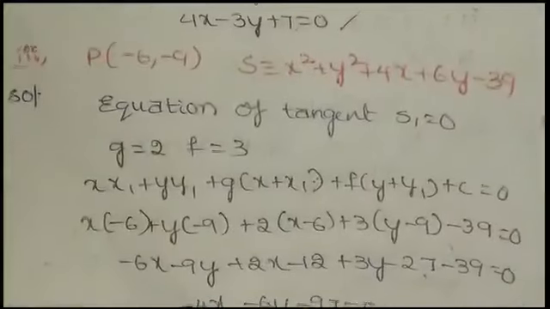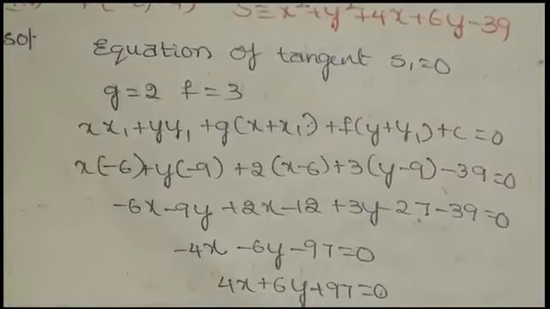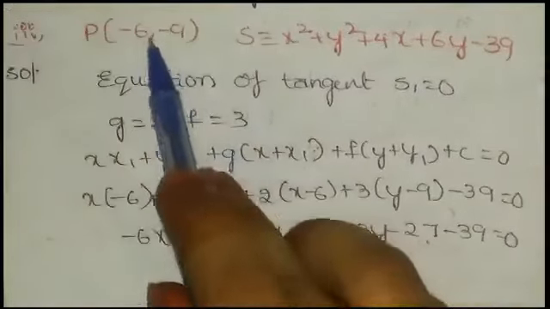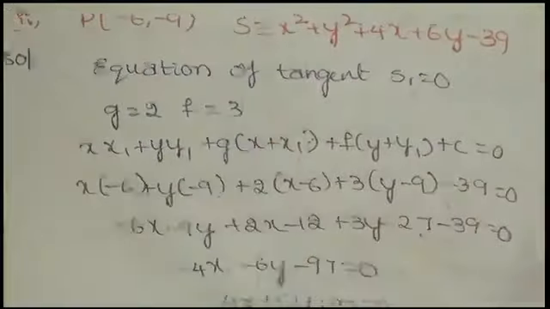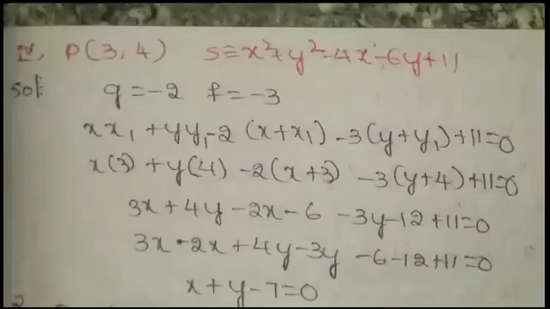And this is the third one. Same process, S1 equal to 0. Find the g and f values. Write the S1 notation. In place of x1 and y1, we have to substitute the given point here, minus 6 comma minus 9. Then we will get this line. This is the equation of the tangent.